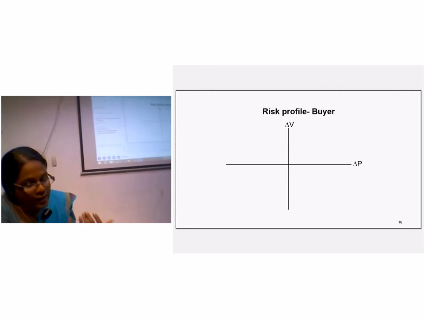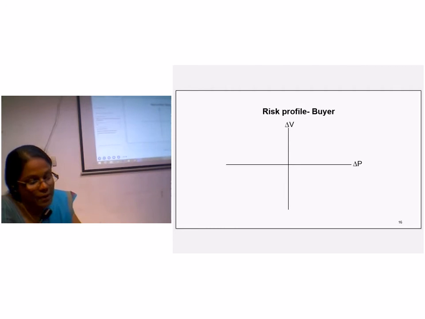Why should we think about both sides? Because we may be the buyer or we may be the seller, right? So, we should develop our risk profile. If I am the buyer, I also have my company, so I need to identify the risk profile of my company. If I am the seller, if I am the producer, I need to develop my own risk profile. Therefore, we should know about both.